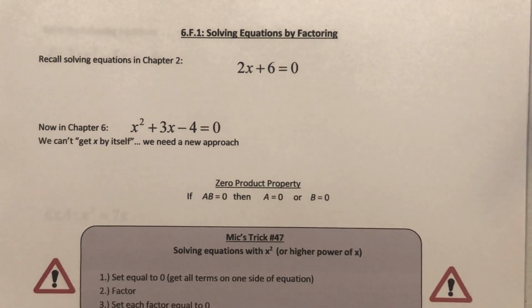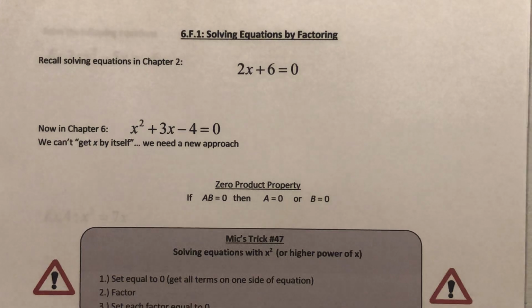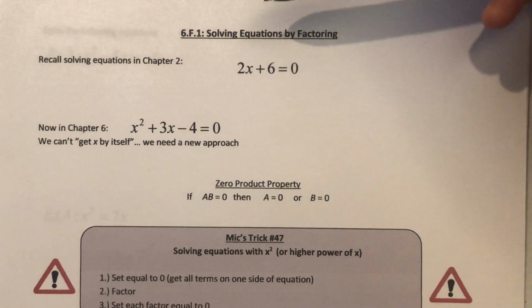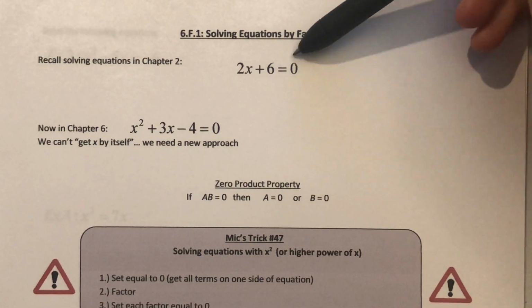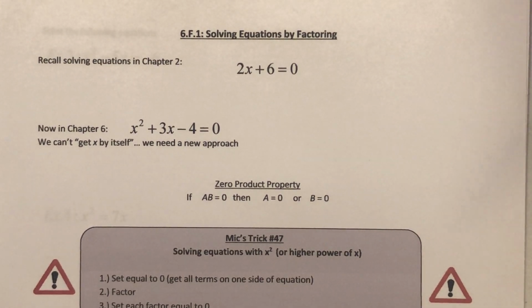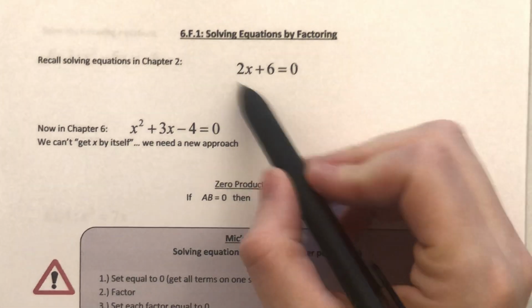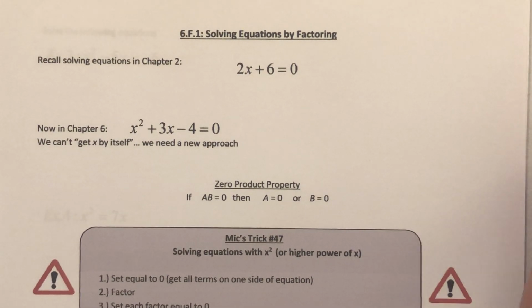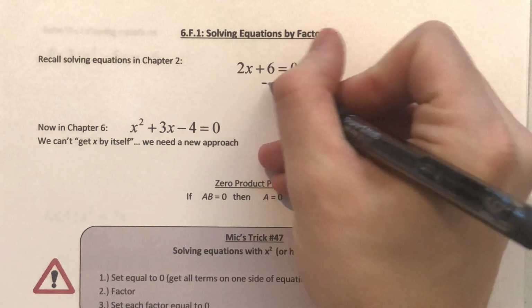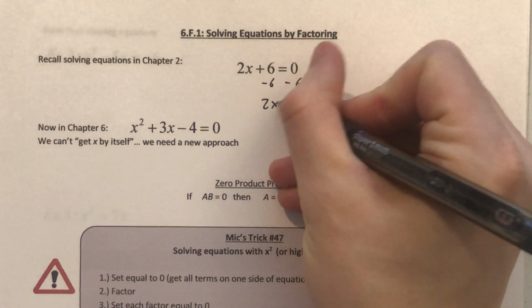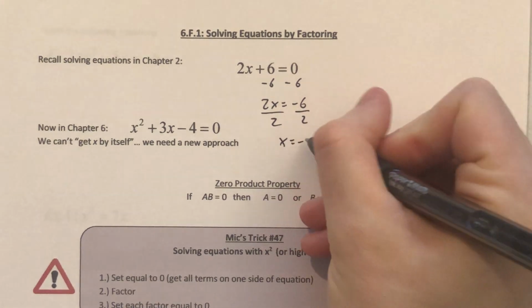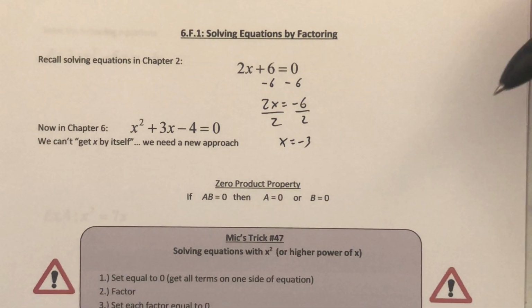So 6.F.1, I like to think of this section as the "why do we care about factoring" section. Ultimately, it's so that we can solve more equations. Up to this point, the only equations we've worked with have been linear equations. So this is a very simple one, but the idea of solving a linear equation is simply to get that x by itself. So you can start by getting the x term by itself, and then getting the x by itself. And then you'll have your solution, x equals a number.